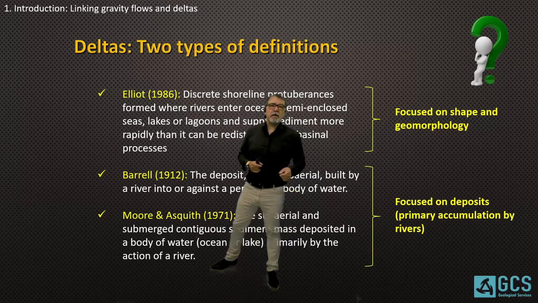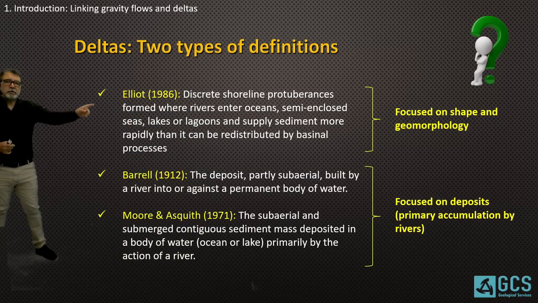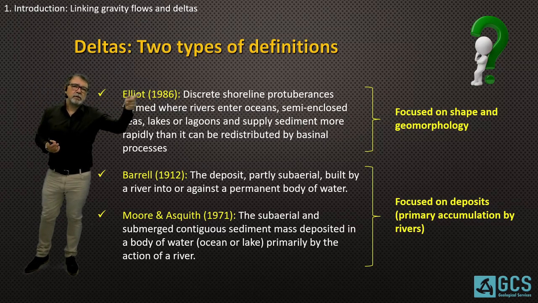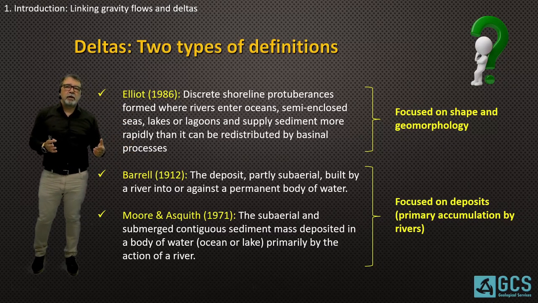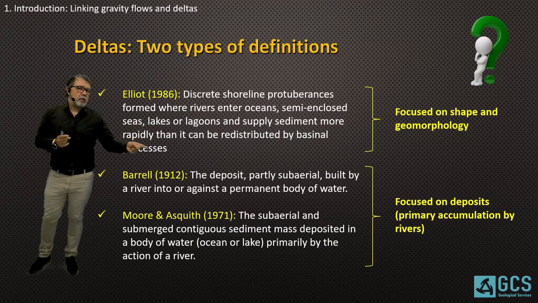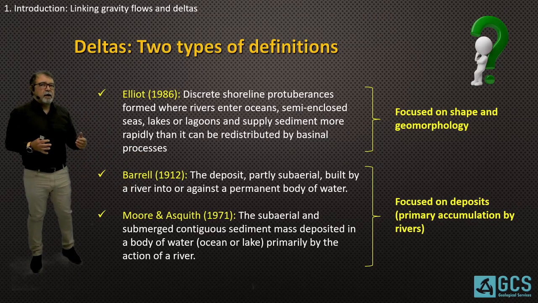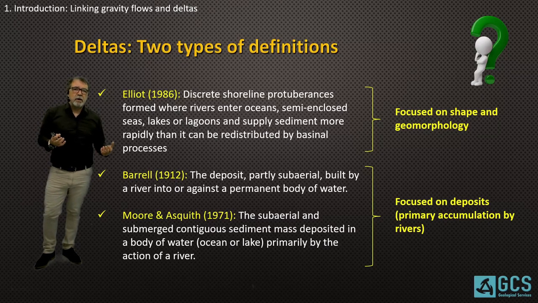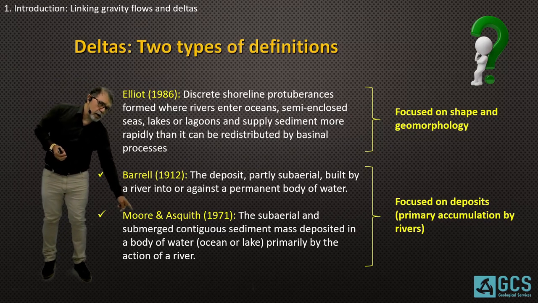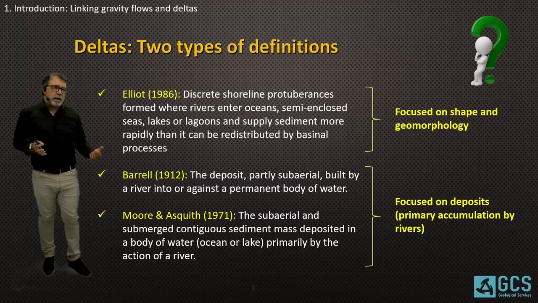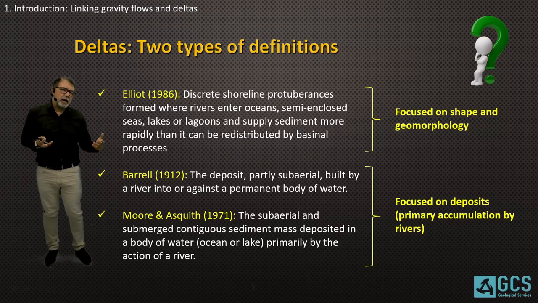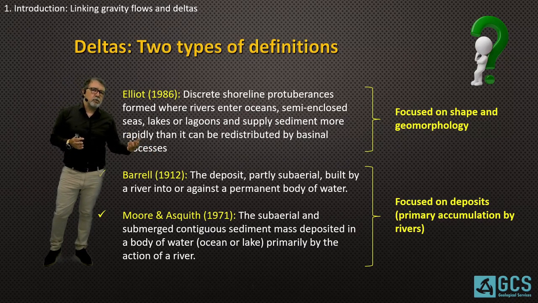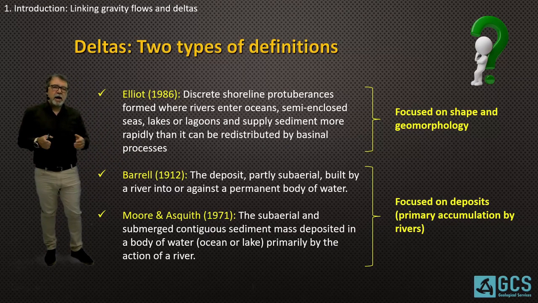So we can see here some definitions of deltas. As you can see, this definition, for example, considers deltas as discrete shoreline protuberances formed where rivers enter the ocean. So this definition is geomorphological. It takes into consideration especially the position of deltas very close to the river mouth. But we have another definition that thinks of deltas as depositional elements. For example, the main point of the classification of Moore and Asquith here is the sediment mass deposited in a body of water by a river. So if you have sediment accumulated directly by a river, those sediments will belong to a delta, not only those sediments located at the coast.